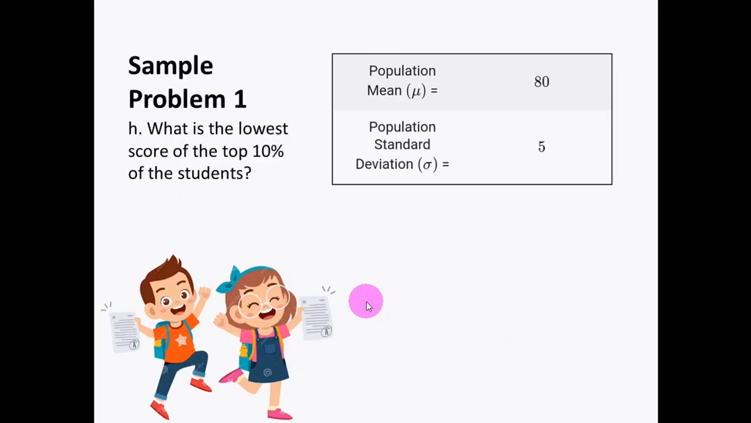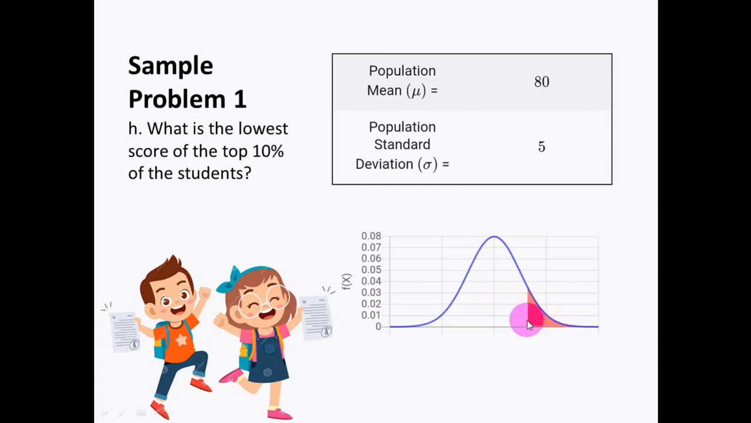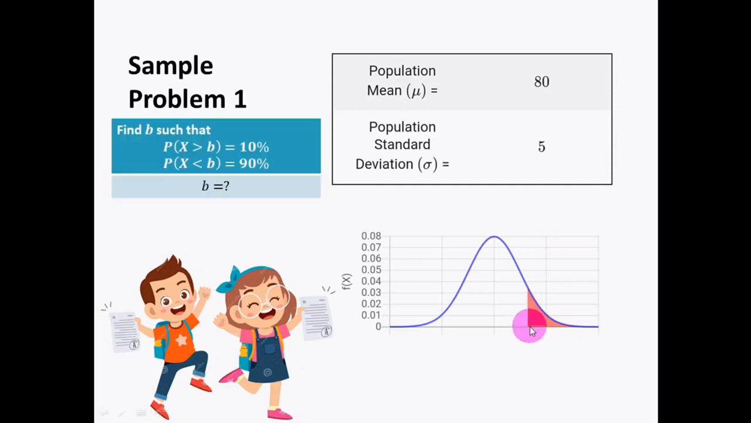So, the highest 10% or the top 10% of the students, what is their lowest possible score? Note that if this shaded region here is 10%, it means the remaining unshaded region here is 90%. So now, we are looking for the value of B, where probability that X is greater than B is 10%, or equivalently, the probability that X is less than B is 90%.